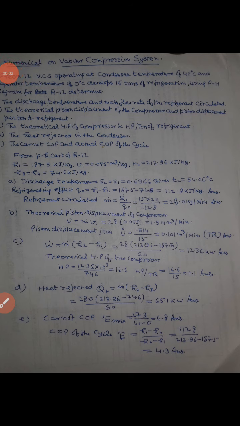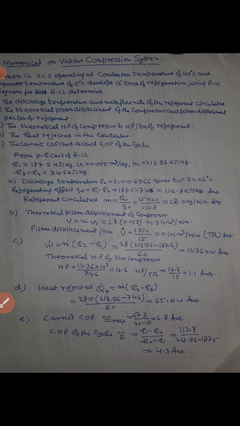So now I am going to start a numerical on vapor compression system. An example on vapor compression system. Vapor compression system means when the vapor is compressed, then it is sent to the condenser, and from condenser to expansion valve, and from expansion valve it goes to evaporator where it creates the cooling effect, and back to the compressor. So in that way vapor compression cycle works.